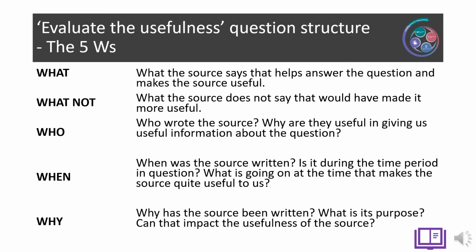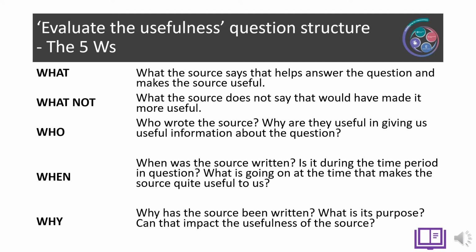To successfully complete your evaluate the usefulness question, you will be discussing, firstly, what the source says, which helps answer the question and makes the source useful. Then, what the source does not say that would have made it more useful. You will comment on who wrote the source. Why are they useful in giving us useful information about the question?